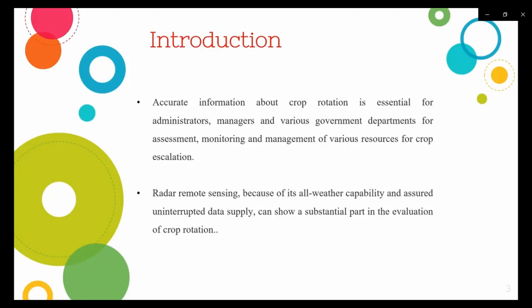agriculture system characteristics. Accurate information about crop rotation is essential for administrators, managers, and various government departments for assessment, monitoring, and management of various resources for crop escalation.